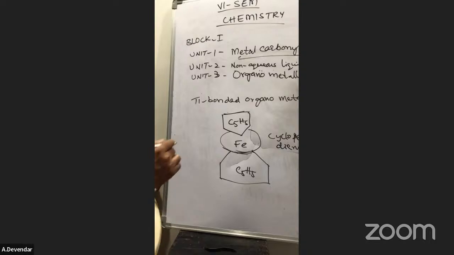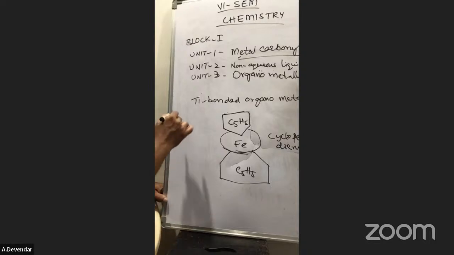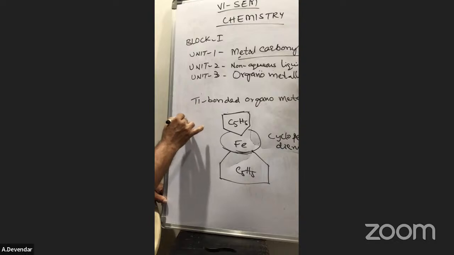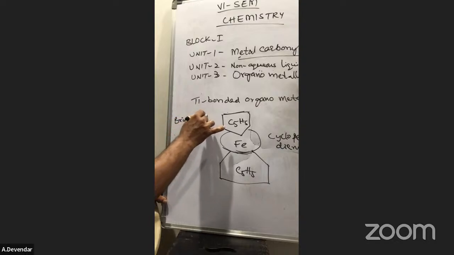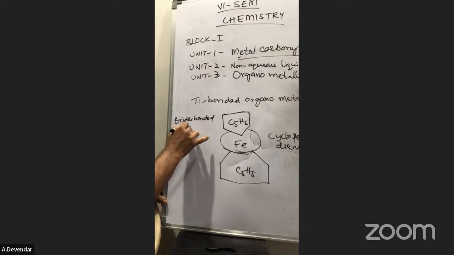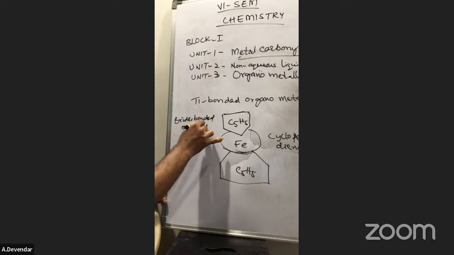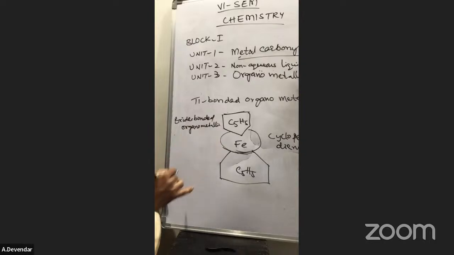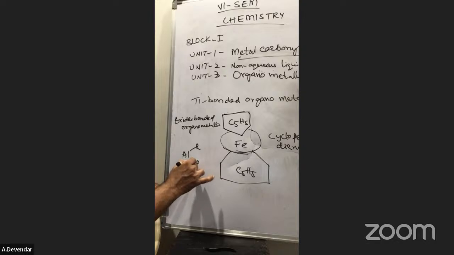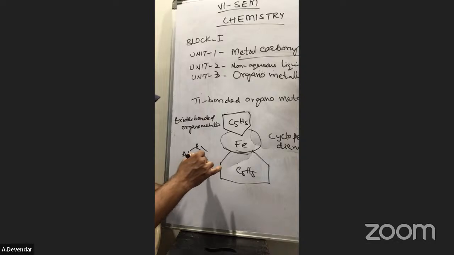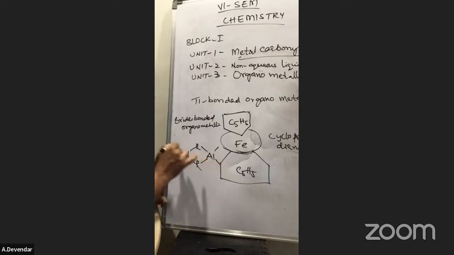Similarly, bridge bonded organometallics. How is the bridge formed? In bridge bonded organometallics, two metal atoms are bridged with alkyl groups. Here the two metals will be aluminum, bridged with the alkyl groups. This is bridging between the alkyl groups, just like the diborane structure. You remember that with diborane. So like this, these are all alkyl groups.